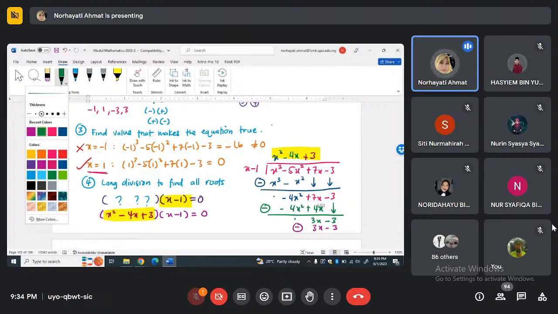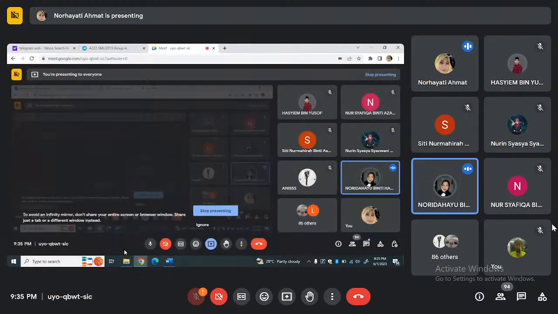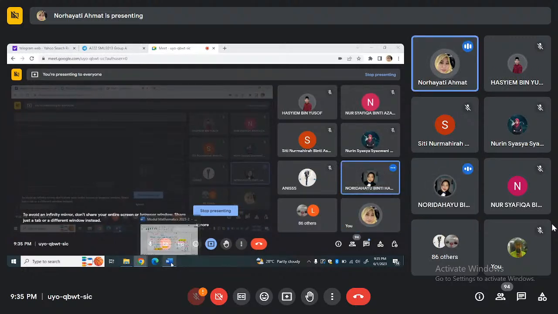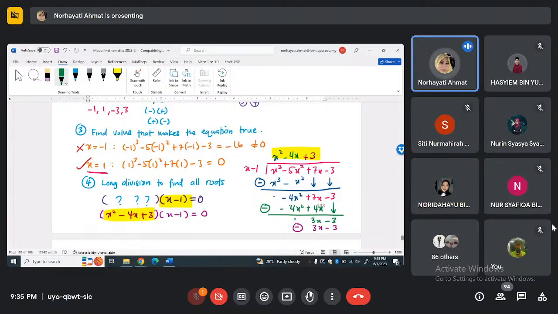What is our next step? Factorize. Factorize again. Factorize the first one, the bracket, x square. Correct, good. So now we can factorize this because we have a polynomial.